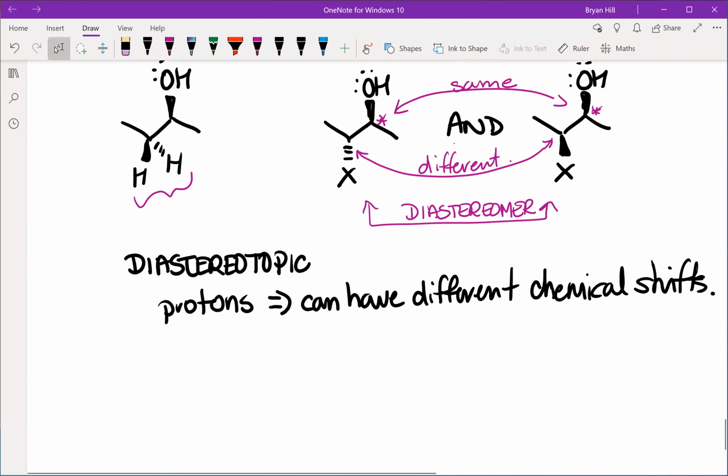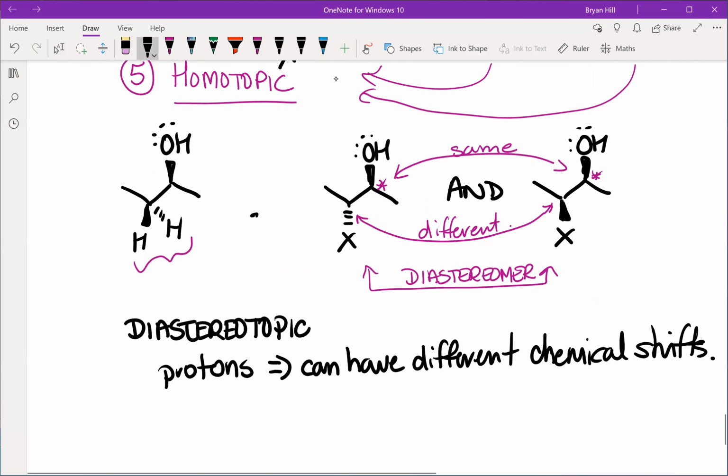Sorry, let me use my laser here. Why is my laser not working? Maybe it's because of the pen. There's my laser. Okay, it's not working on the pen.